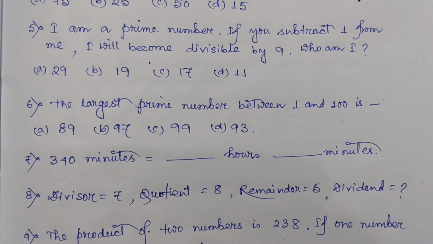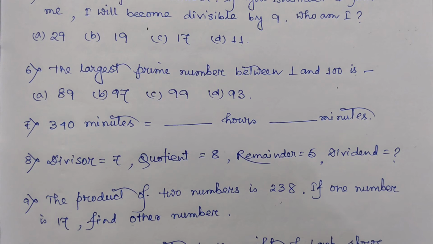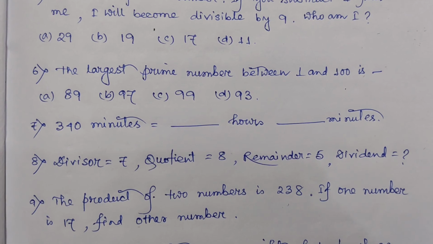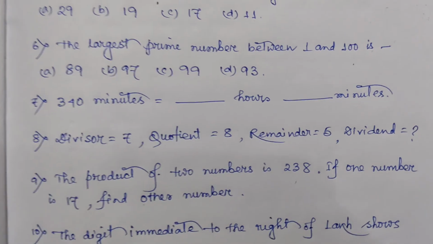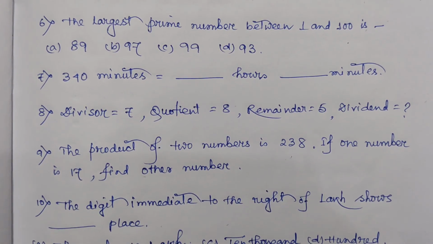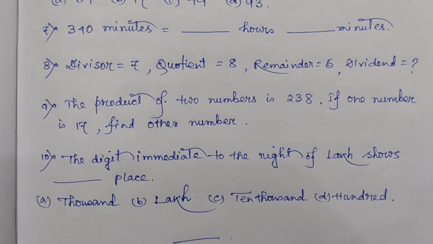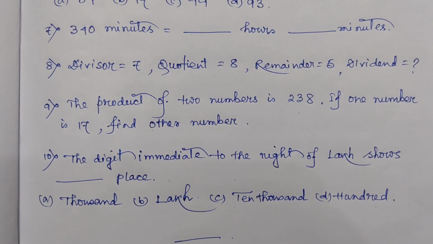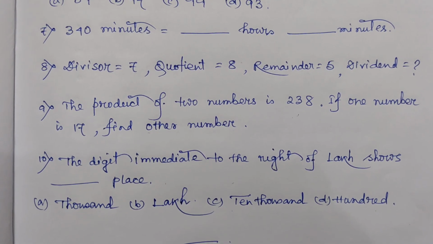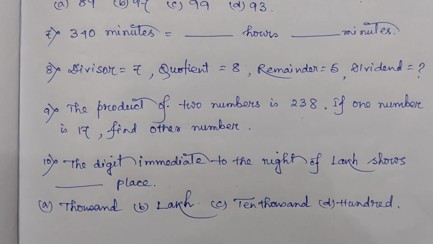Question number 7. 340 minutes equals how many hours, how many minutes? Number 8. Divisor equals 7. Quotient equals 8. Remainder equals 5. Dividend equals what? Number 9. The product of two numbers is 238. If one number is 17, find the other number. Number 10. The digit immediate to the right of lakh shows dash place. A, 1000; B, lakhs; C, 10,000; D, 100.